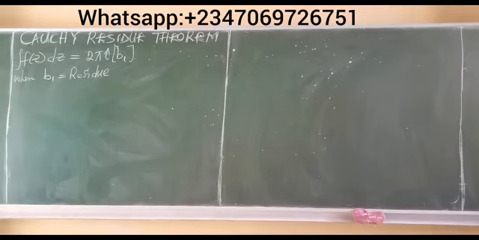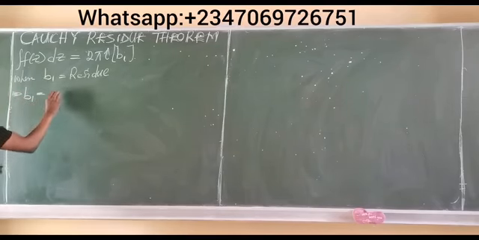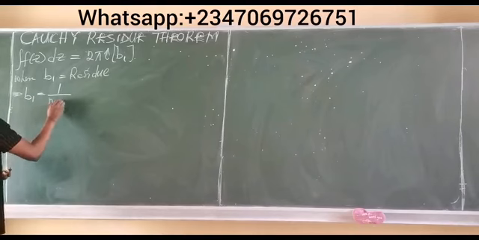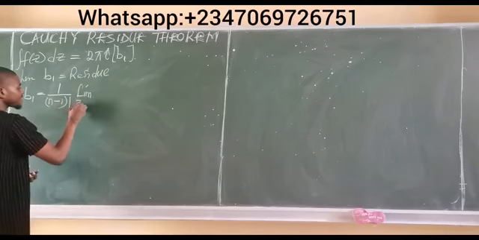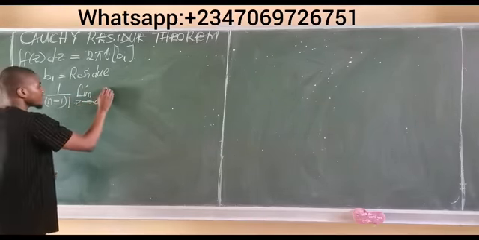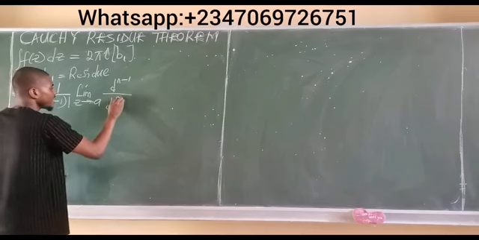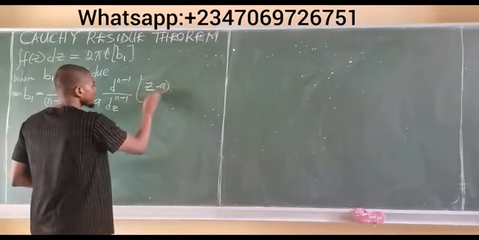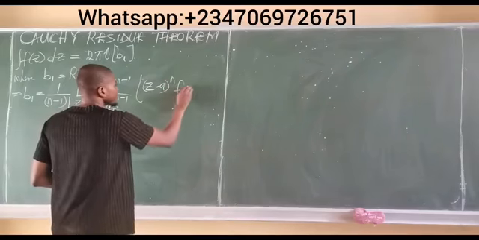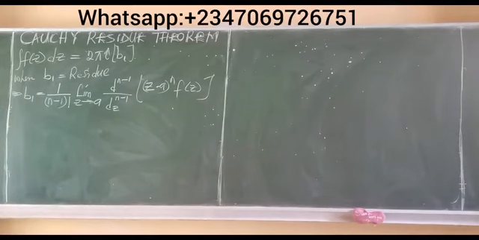Now, what is the formula to calculate the residue itself? To find this residue b1, you simply use the relationship: 1 over (n minus 1) factorial, times the limit as z tends to a of the (n minus 1)th derivative with respect to z of (z minus a) to the power of n times f(z). Okay, so this is how you find your residue b1.